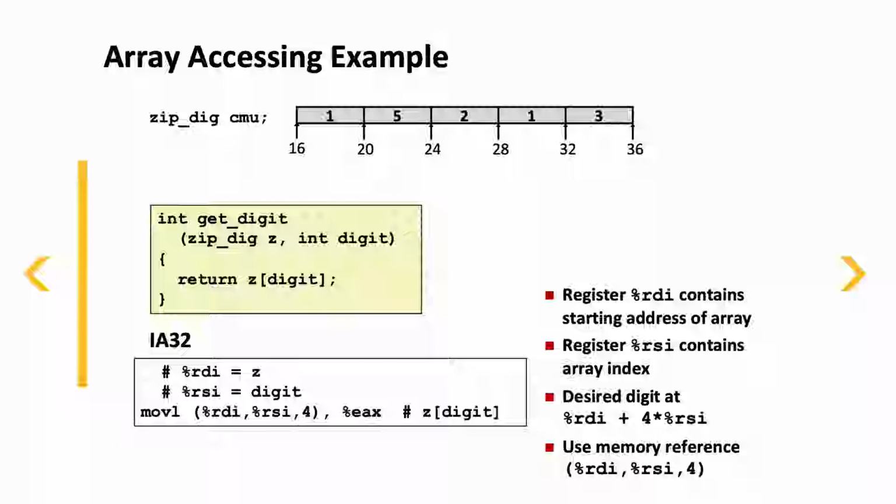So we can just go ahead and move whatever's at that memory location into EAX. Remember, that's going to zero out the rest of RAX.